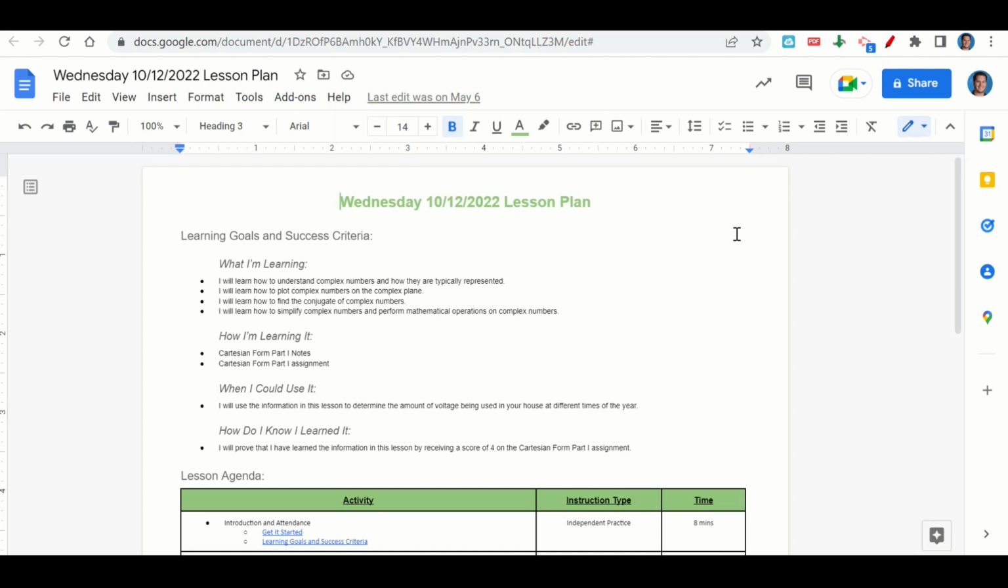When can we use this? To determine the amount of voltage being used in your house at different times of the year. How do we know we learned it? By getting a score of 4 on the Cartesian form Part 1 assignment.